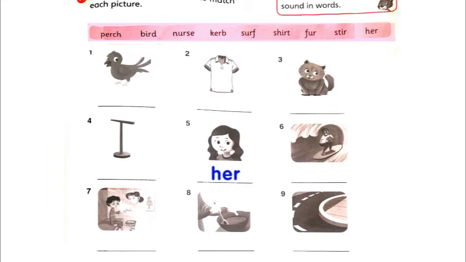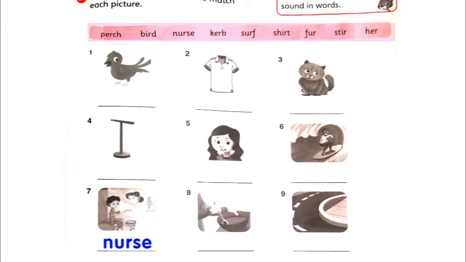Then the sixth one, what can we write there? We will write surf there. You can see, no, the boy is surfing. So the appropriate word there is surf. Then the seventh picture, what can we write for the seventh picture? We can write the word nurse, no, the word nurse.